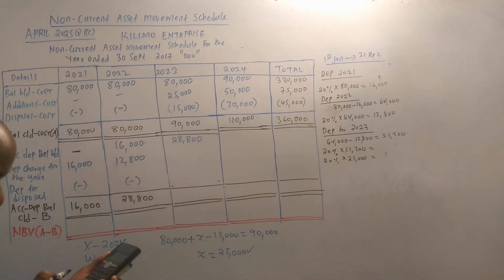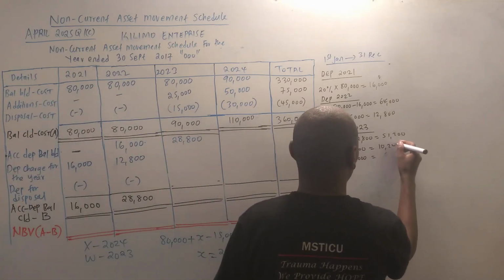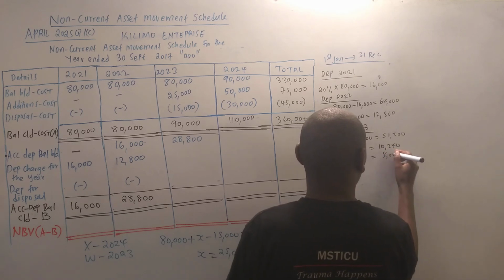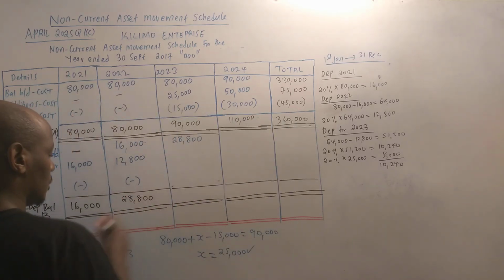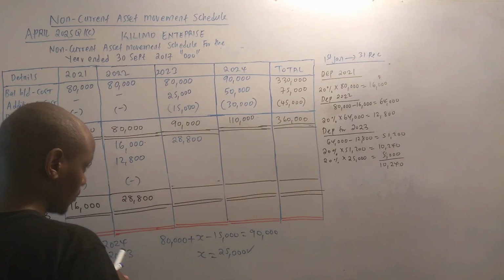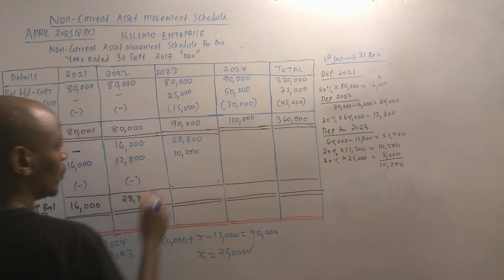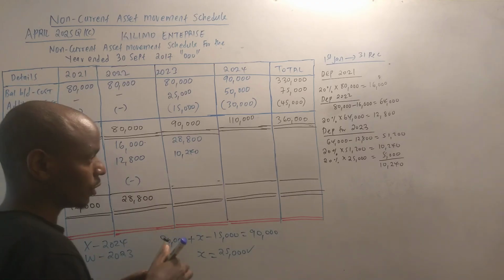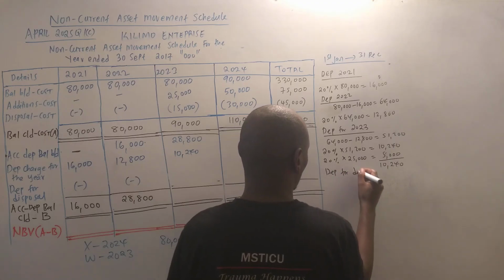0.2 times 51,200 is 10,240. And then 0.2 times 25,000 is 5,000. So here it is 10,240. Then we also need to calculate depreciation for disposal, because we have a disposal of 15,000. This one we are not supposed to deduct. So for 2023 still, depreciation for disposal.